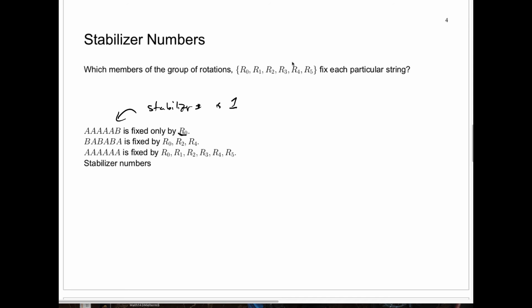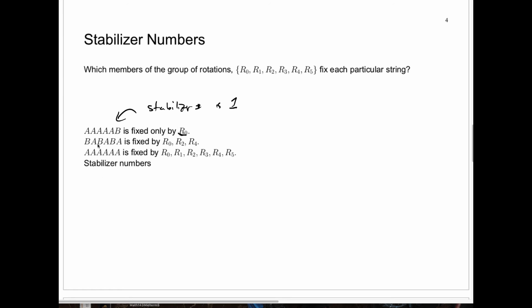The stabilizer group will always be a subgroup of our original group of rotations. In this case, it's a trivial subgroup. It contains only the identity element. Don't worry about terms like subgroup if you haven't learned anything about groups. The important thing for us will be the stabilizer number, the number of different rotations which fix that string.